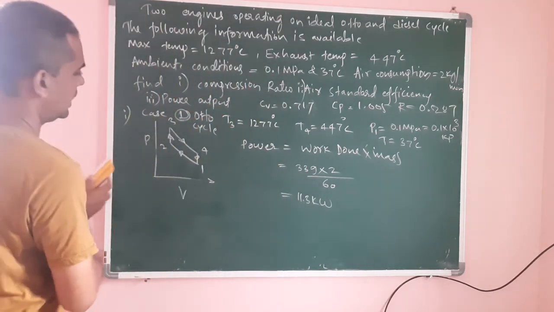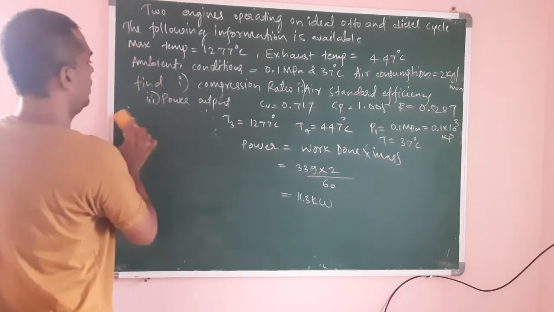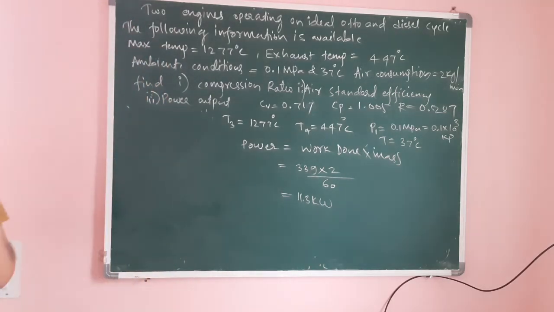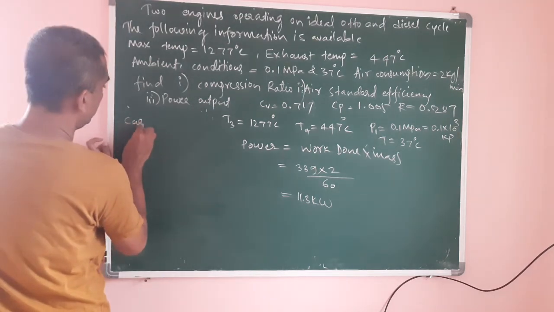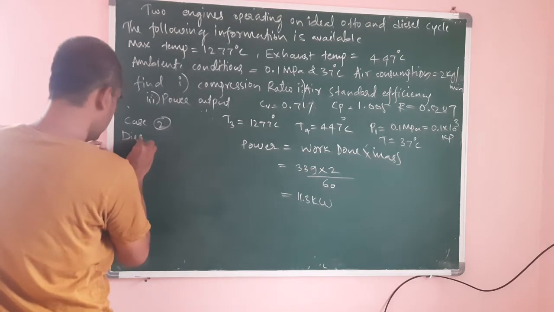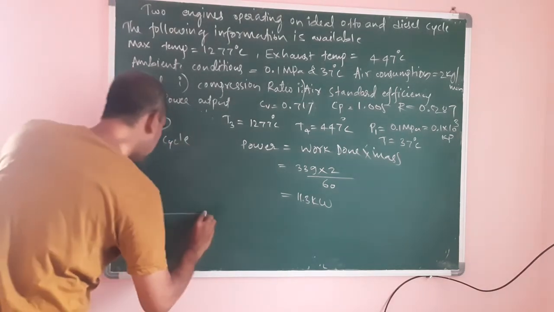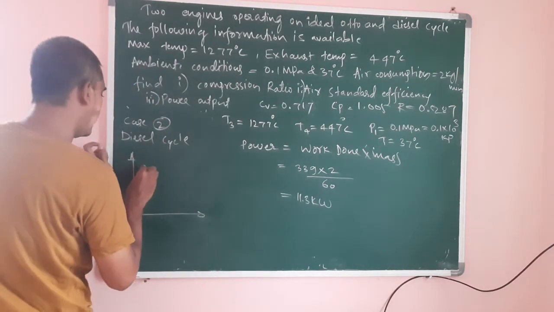For the diesel cycle we will do now. Case 2, diesel cycle. Its PV diagram will be like this. You have to draw the PV diagram every time.